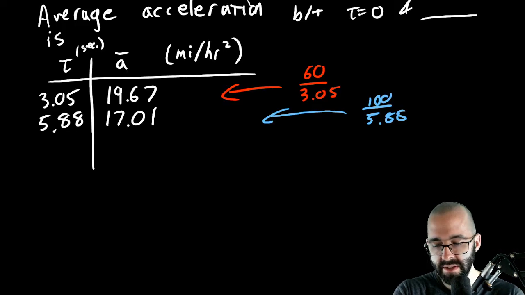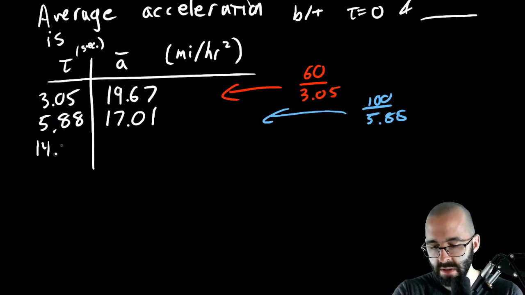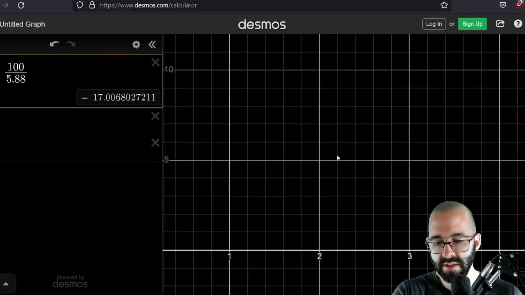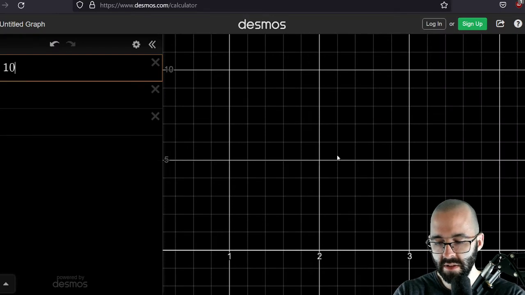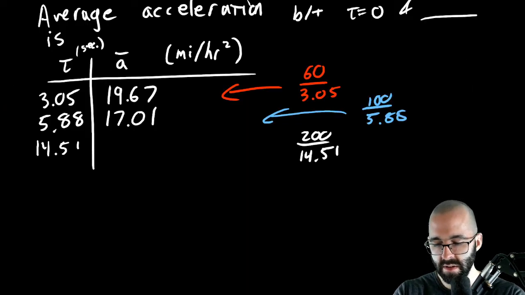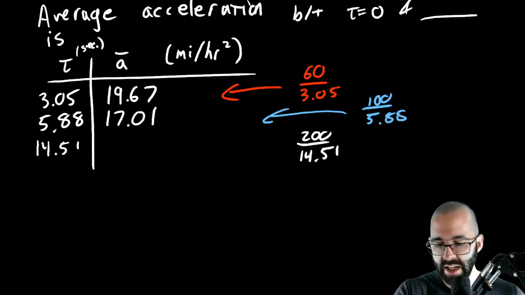Let's keep on doing this. Let's do 0 to 200 in 14.51. That's a change of 200 in 14.5 seconds. What is that? 14.51, 13.78.